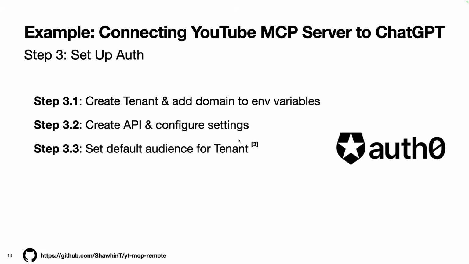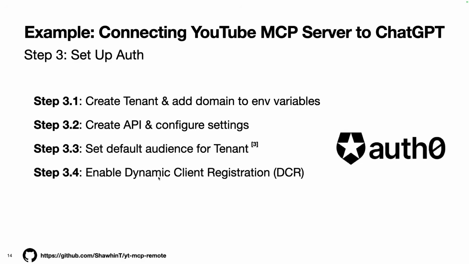Next, we'll set the default audience for the tenant, and there's a specific reason for this. Then we'll enable dynamic client registration so that any AI app can connect to our auth server without being pre-configured. Finally, we will promote the database to domain level to enable the DCR to actually work.